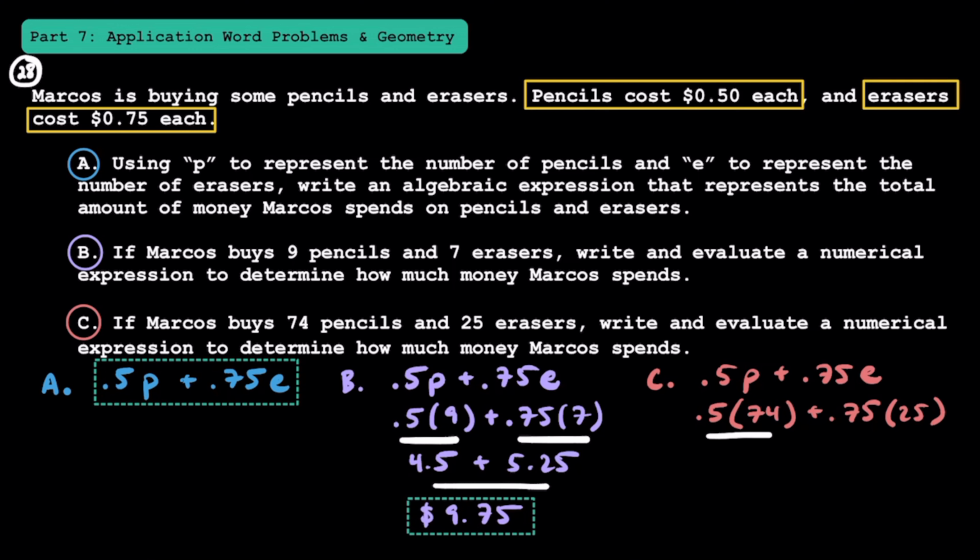74 pencils at 50 cents each is going to be a total of $37, and 25 erasers at 75 cents each is going to be a total of $18.75. Adding the cost of pencils to the cost of erasers, we're going to get a total cost of $55.75. That will be the total cost of these supplies if Marcos buys 74 pencils and 25 erasers.